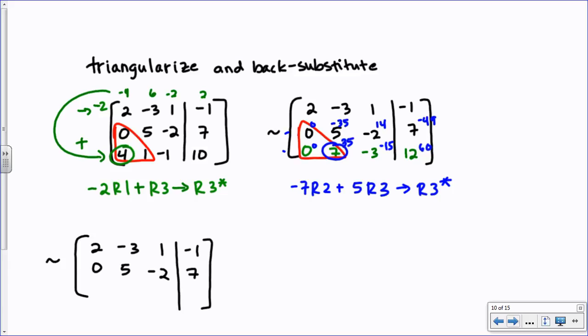So add those. So 0 plus 0 is 0. Negative 35 plus 35 is 0. 14 and negative 15 is negative 1. And negative 49 plus 60 is 11. Okay. Now we triangularize. We did the triangularizing. So now we can back substitute to find my variables.